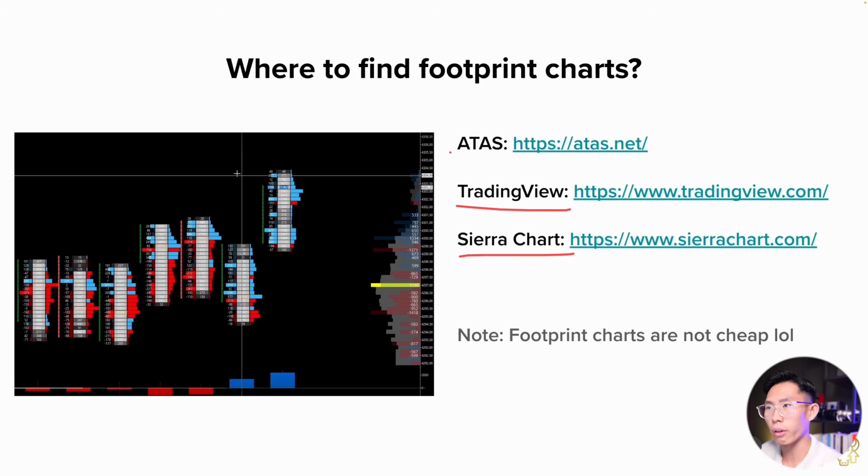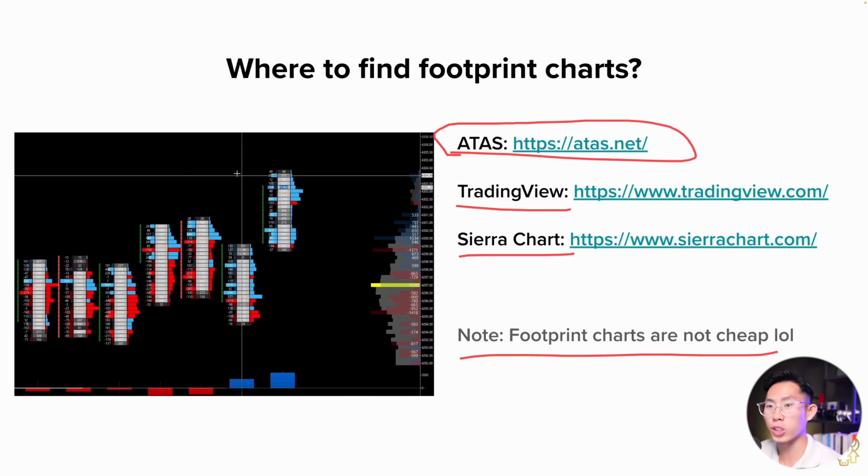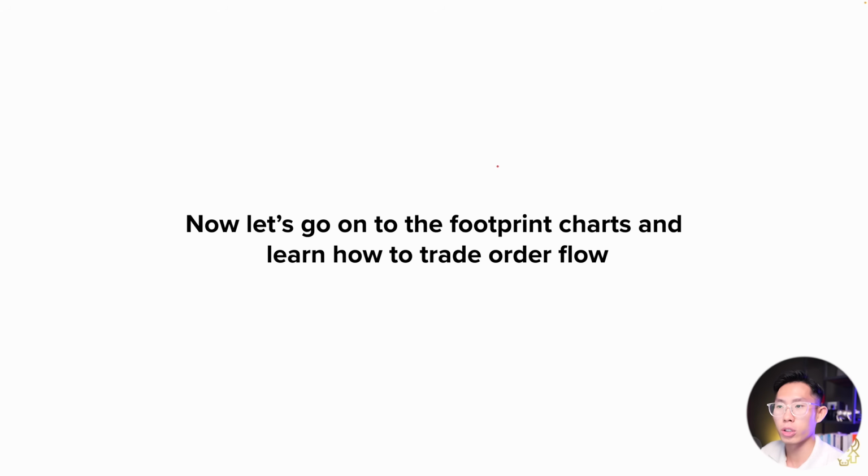In my opinion, ATAS is the best software when it comes to finding and utilizing your footprint charts. But just a quick note, footprint charts are not cheap at all. If you want to trade like a professional trader, because this is what professional traders look at, it's not going to be cheap. Just going to warn you. Different software have different packages and different pricing for the footprint chart. Anyways, now let's go on to the footprint charts and let's learn how to trade order flow.